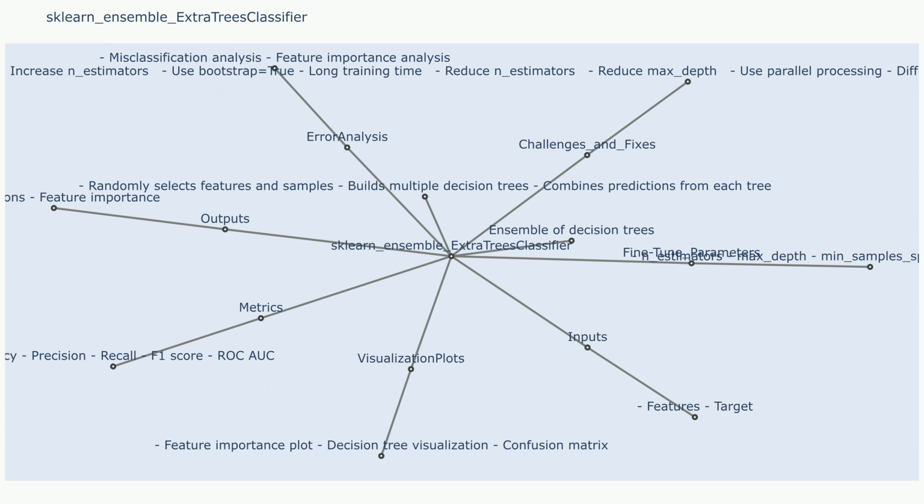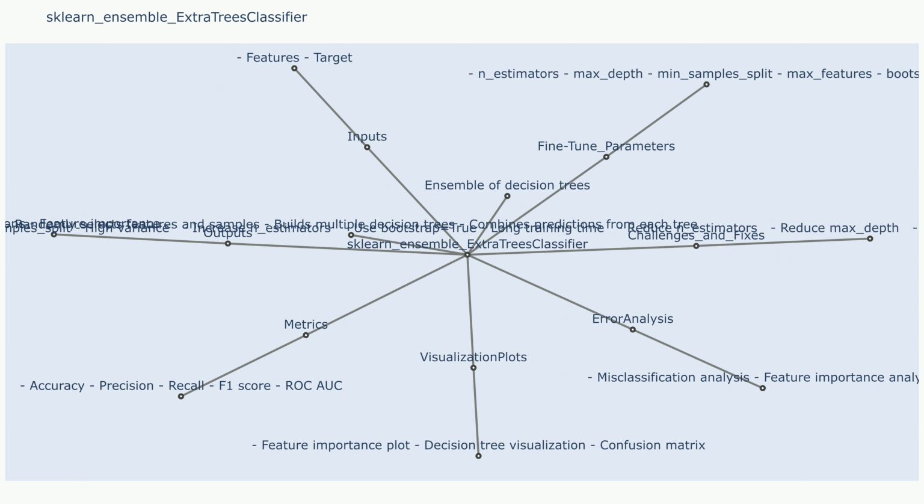Inputs: X, a 2D array-like structure representing the input features, where each row corresponds to a sample and each column represents a feature. y, a 1D array-like structure representing the target values for each sample. Outputs: predictions, an array containing the predicted class labels for new data points. Probabilities: a 2D array containing the probabilities of each sample belonging to each class.